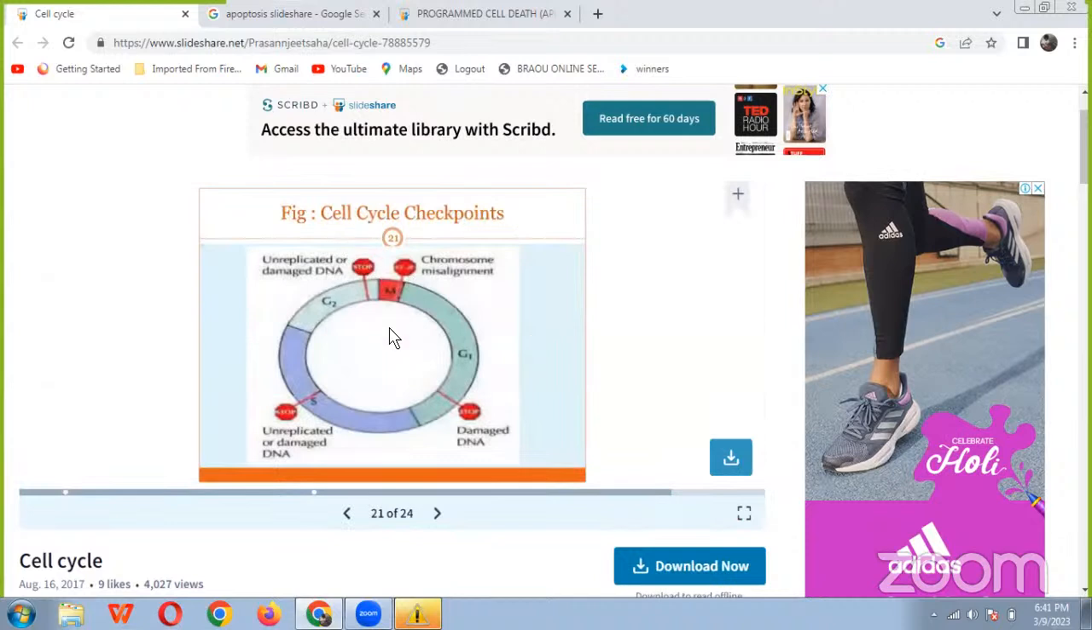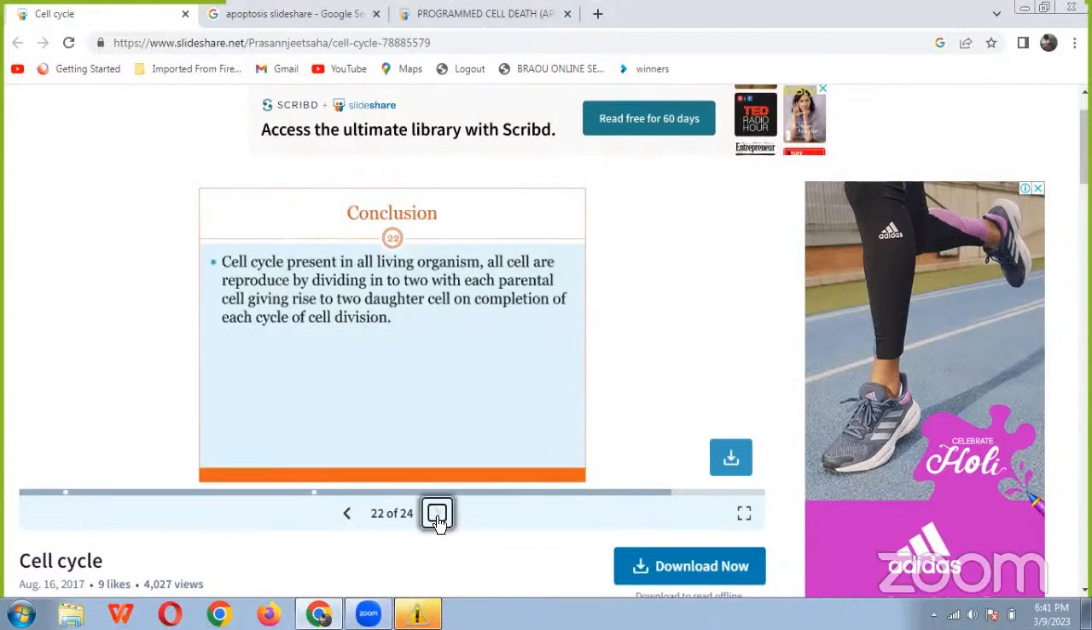These are some of the cell cycle checkpoints. G1 stops on DNA damage, and there are unreplicated or damaged DNA checkpoints in S phase. These are some of the checkpoints. Unreplicated or damaged DNA is one of the checkpoints.